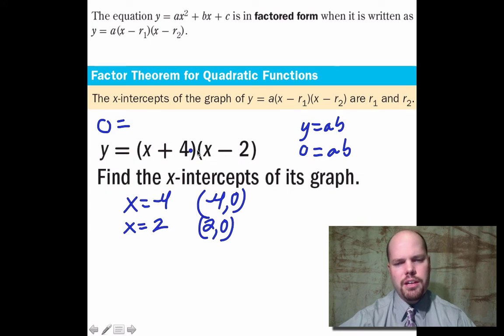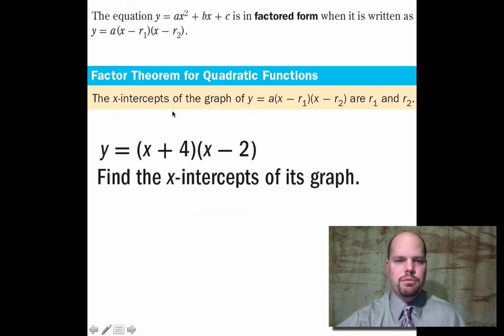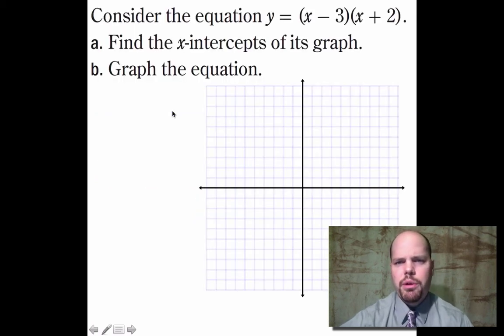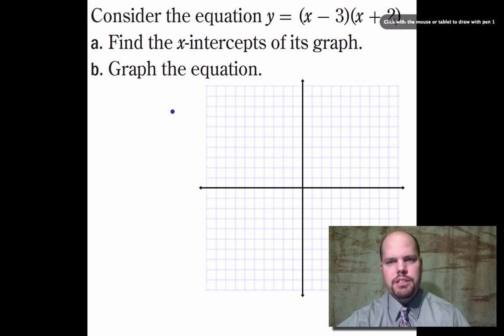And the main thing is because of the zero product property, or the factor theorem for quadratic functions. But you wouldn't even need this theorem if you understood the zero product property from lesson 2.8. All right, consider the equation y equals the quantity x minus 3 times the quantity x plus 2. A, find the x-intercepts of its graph, and then B, graph the equation. So we'll need to get some key points here.